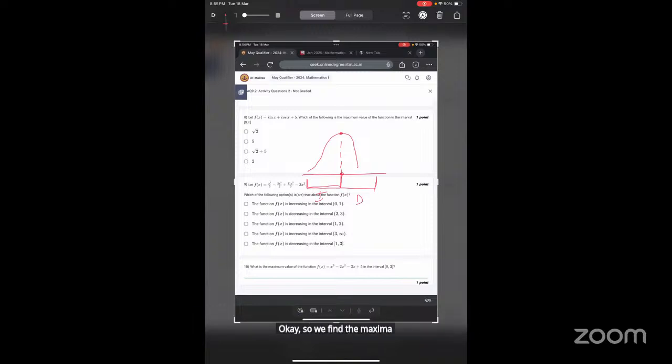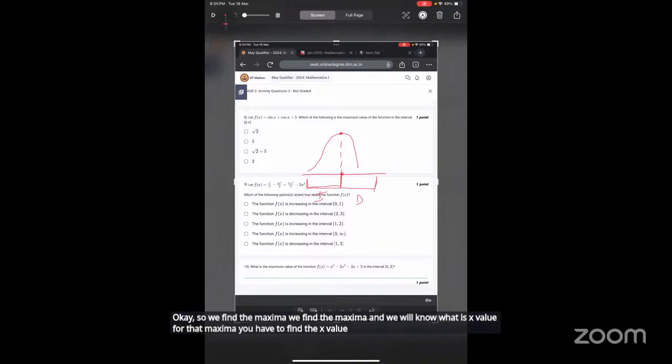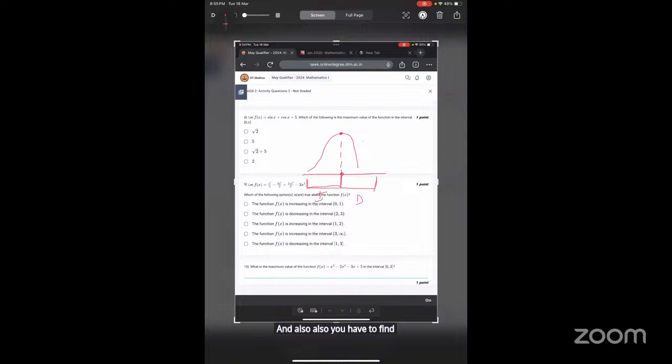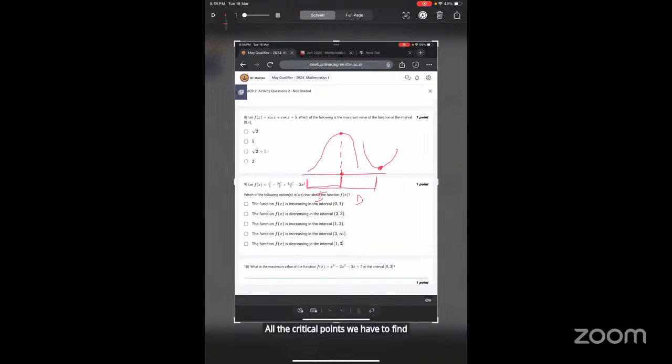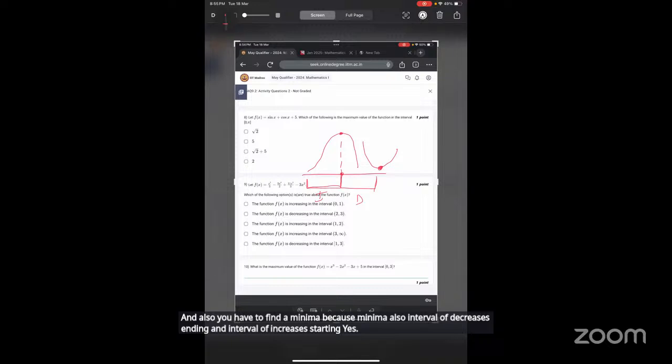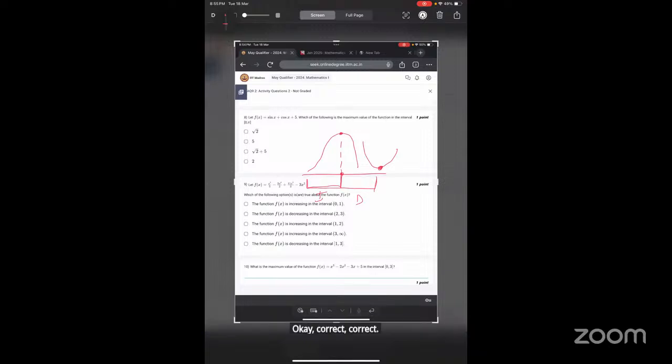We find the maxima, and we will know what the x value is for that maxima. We have to find the x value. Also you have to find the minima, because at the minima the interval of decrease is ending and the interval of increase is starting. All the critical points, we have to find the x coordinate. Yes, correct. You have to find the x coordinate of the critical point, then you can compare them. So you just try to follow this way to solve it.